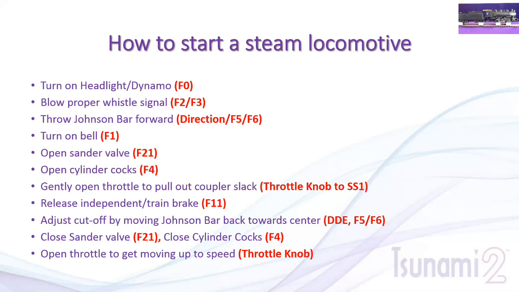So we're going to turn on our headlight and our dynamo, so you're going to hear that spool up. We're going to blow our whistle signal, which is our F2, to blast moving forward. We're going to throw our Johnson bar, make sure we're in the forward direction. Turn on our bell, open the sander valve, open the cylinder cocks, set our throttle to speed step 1 so that we can pull the slack out of the train and allow the cylinder cocks to blow out all that water before we get too pressurized. Adjust the cutoff if needed by moving our Johnson bar, and that's with our dynamic exhaust, or you can manually do it with the F5 and F6. Close the sander valve, close the cylinder cocks, and then open the throttle and get moving.